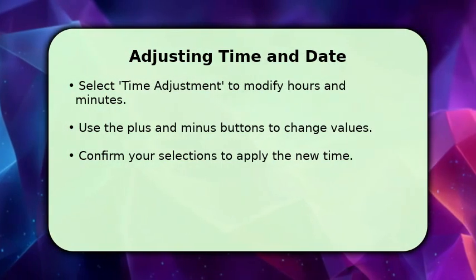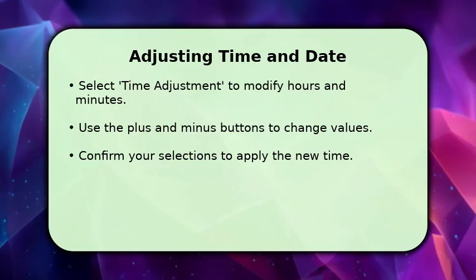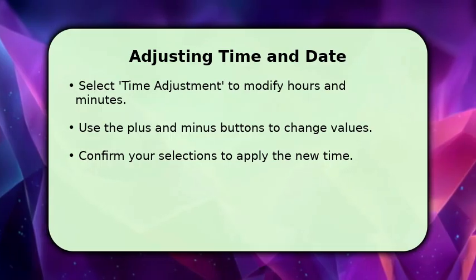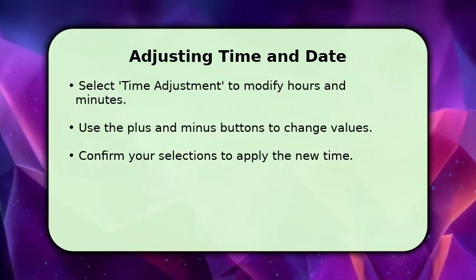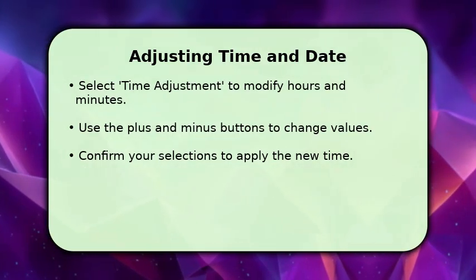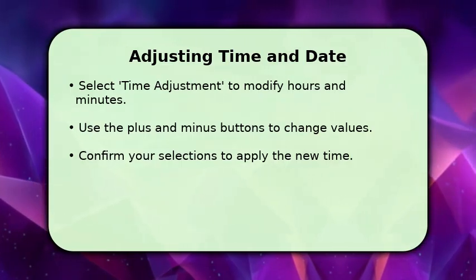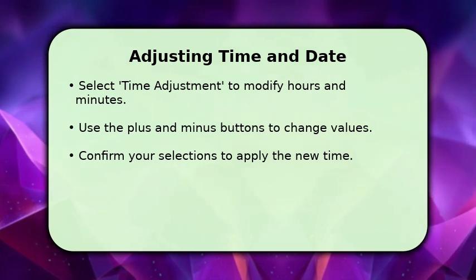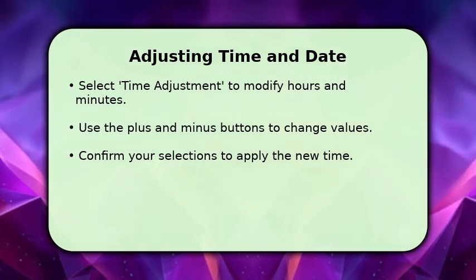Once you're in the clock settings, select Time Adjustment. You'll see options to change the hour and minute. Use the plus and minus buttons on the screen to adjust these values until they reflect the correct time. Some models may also allow you to set the date here. After making your adjustments, be sure to confirm your selections to save the new time.